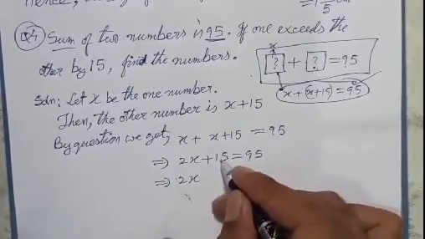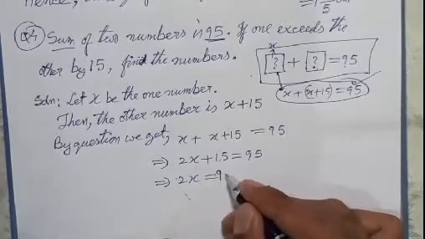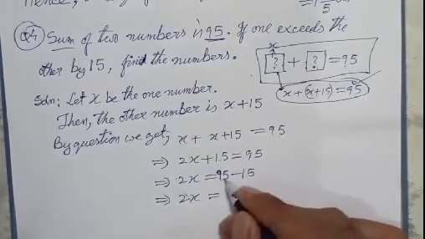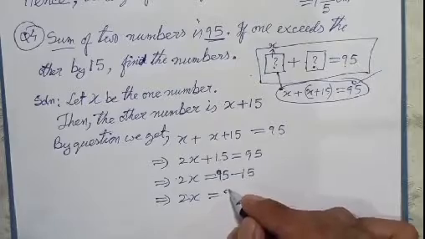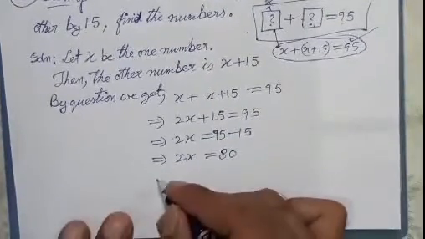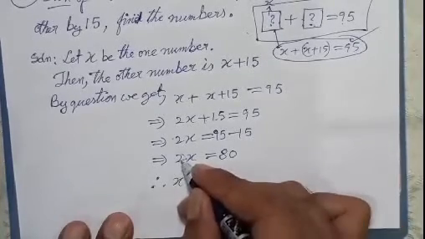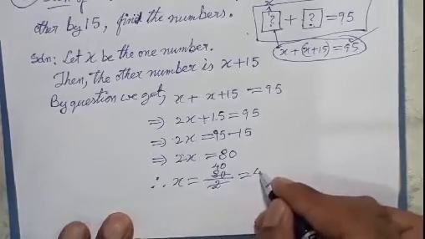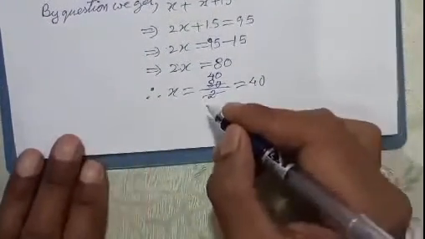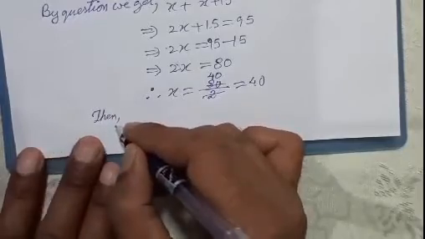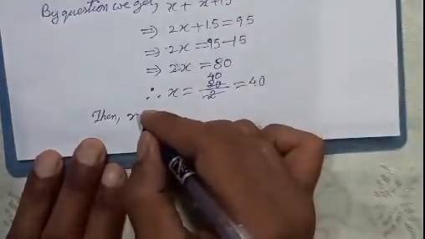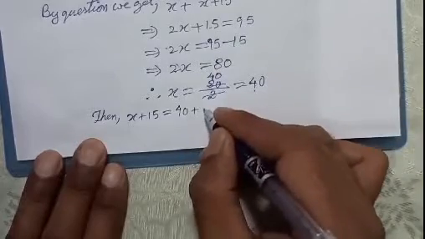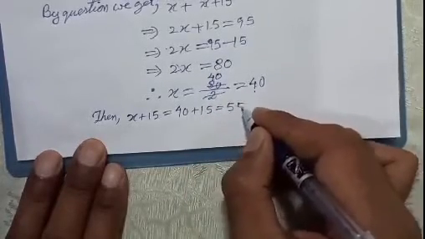95. 2x plus 15 is transposing to the other side, and this plus will change to minus 95 minus 15. 2x is equal to, if we subtract 95 minus 15, then we'll get 80. Therefore, x is equal to, if this 2 is transposing to the other side, 2 will divide 80. 2 divide 80, that is 40. Then let's find out this. x plus 15 is equal to, x is 40. 40 plus 15, and we are getting 55.